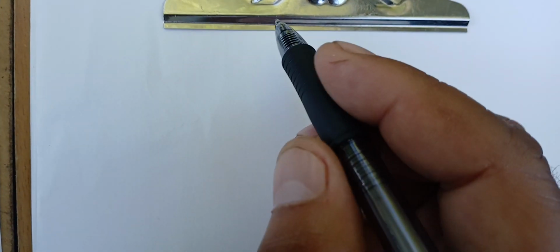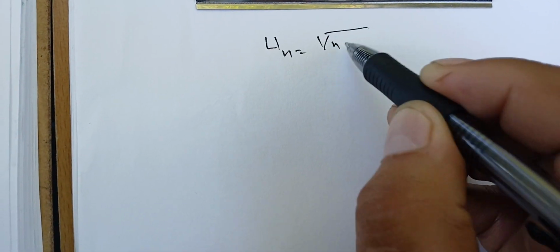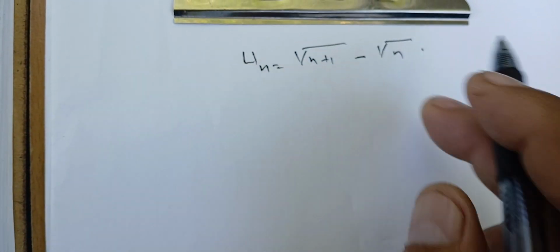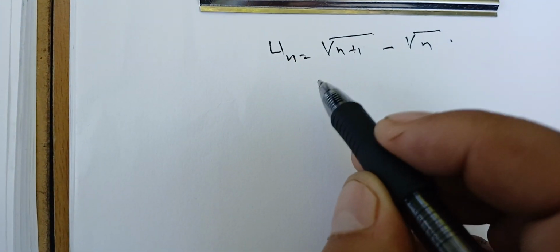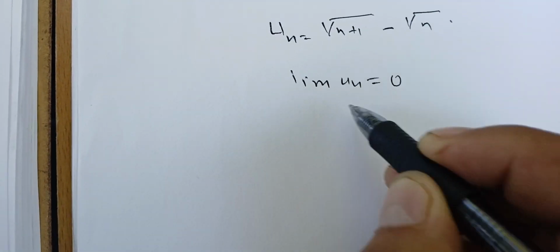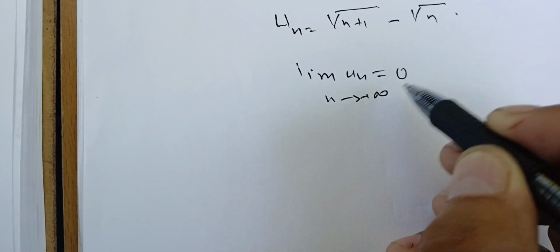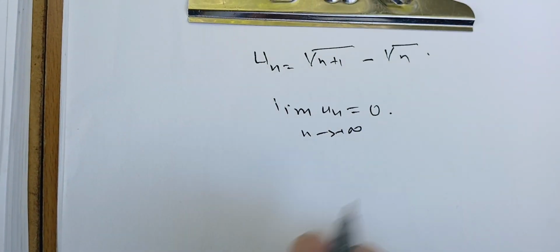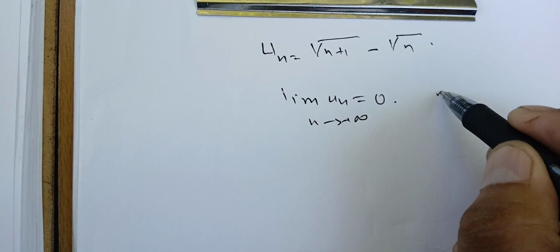In this video, we're going to consider the following sequence given by u_n is the square root of n plus 1 minus the square root of n. We will use the squeeze theorem to prove that the limit of u_n is 0 as n goes to infinity. If you want to prove it, you can just go ahead and start doing it.